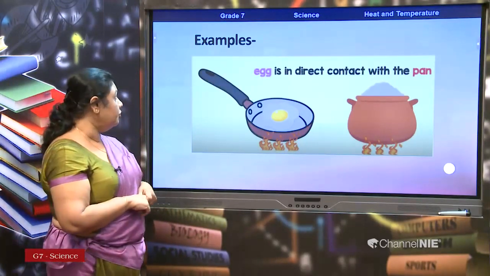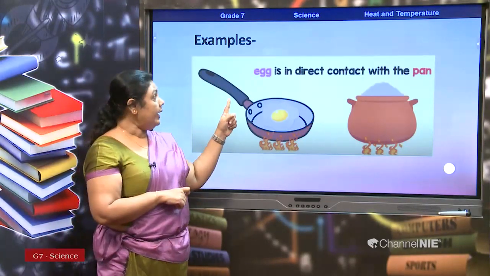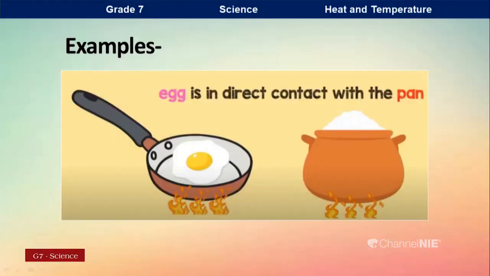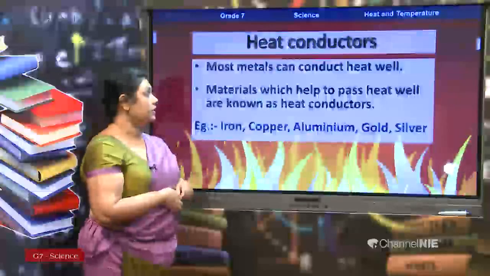As I told you, look at this: the egg is in direct contact with the pan, and this pot of rice, or whatever you are cooking, has direct contact and, without moving particles, it has absorbed heat. So, that is conduction. That is conduction, right.